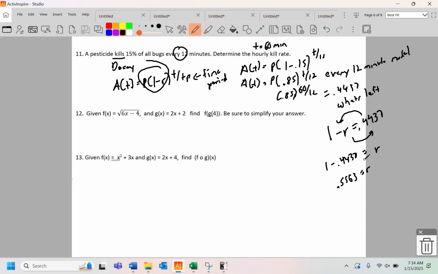I feel pretty good about that, which would be 55.63%. That is your hourly kill rate. And you know, that problem required kids to think about a couple different situations, so it's going to be a little rough on some of y'all. Use your brain, kids. Answer the full question. Read the full question. Don't be a simpleton.